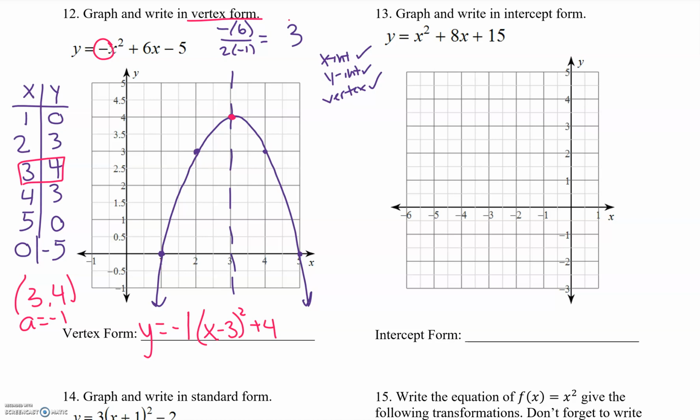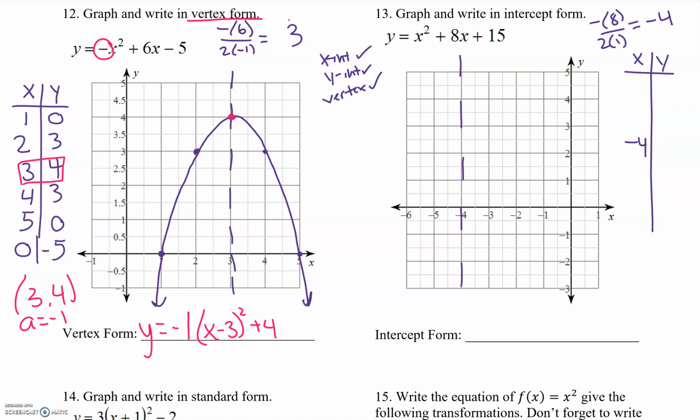All right, this next one says we're going to graph it and write it in intercept form. So remember, if we have a standard form, the easiest thing when we're graphing is to find our axis of symmetry. So -b over 2a. So this is -8 over 2, which is -4. So our axis of symmetry should be cutting this right in the middle at -4. Okay, that tells us where to look on our table. So we're going to put the -4 in the middle.